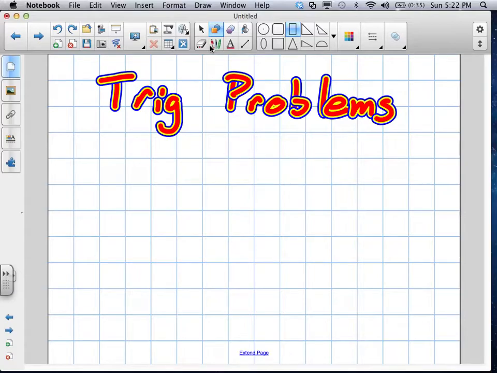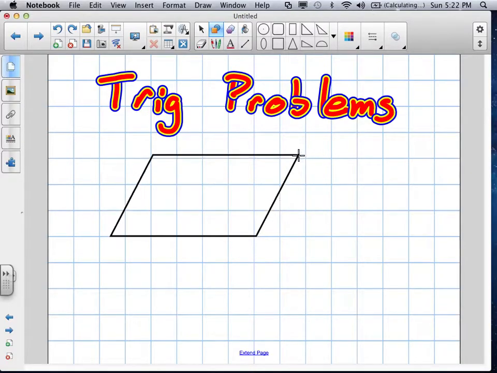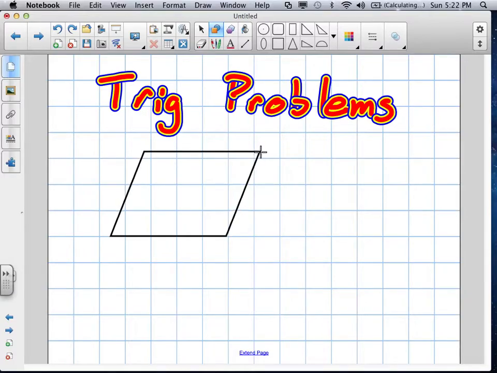Okay. This question says a parallelogram ABCD has side lengths 35 centimeters and 27 centimeters. A parallelogram can be many different shapes. In fact, all it needs is to have parallel sides. So they usually look something like this. So this could be a parallelogram here.